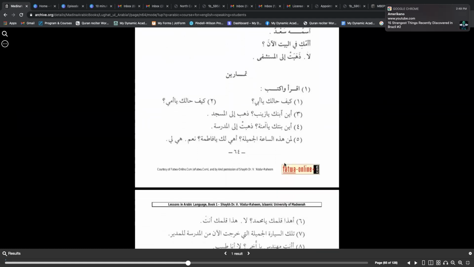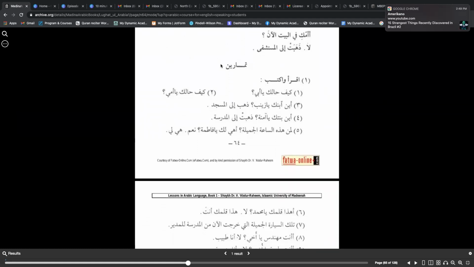Okay. Tamarinu. Remember, tamareen has only one dhamma at the end. Tamareen does not have tanween. This is a plural form that does not have tanween. Some plural forms have them, some don't. This one doesn't. Okay. Tamarinu, exercises. Iqra waktub. Read and write.